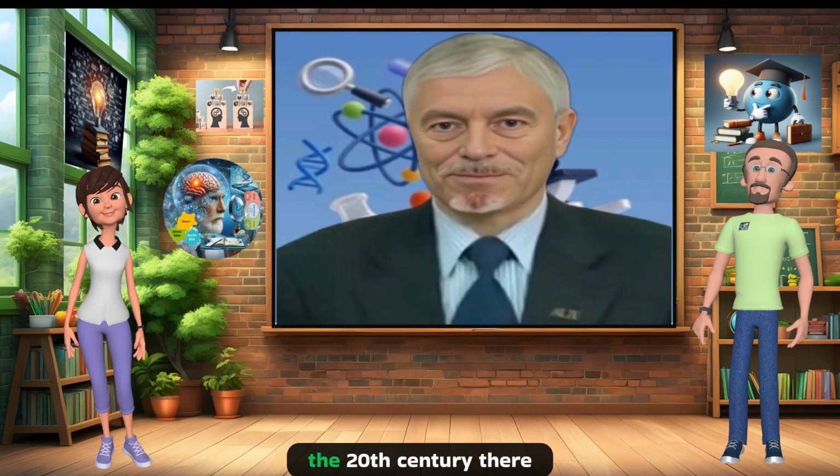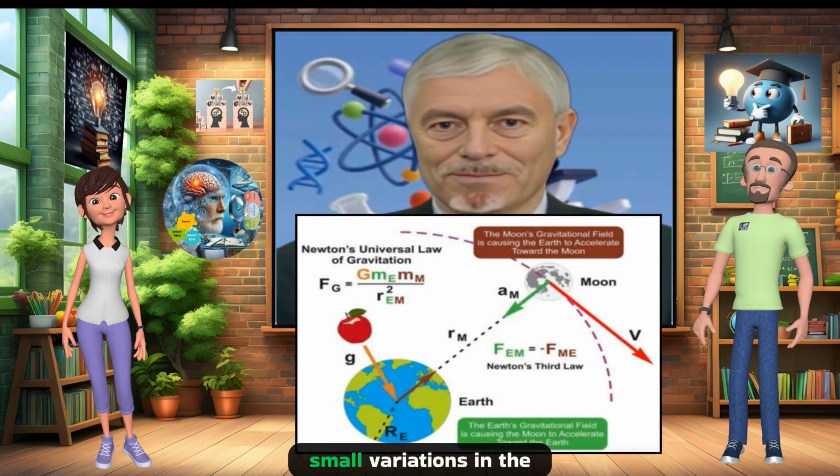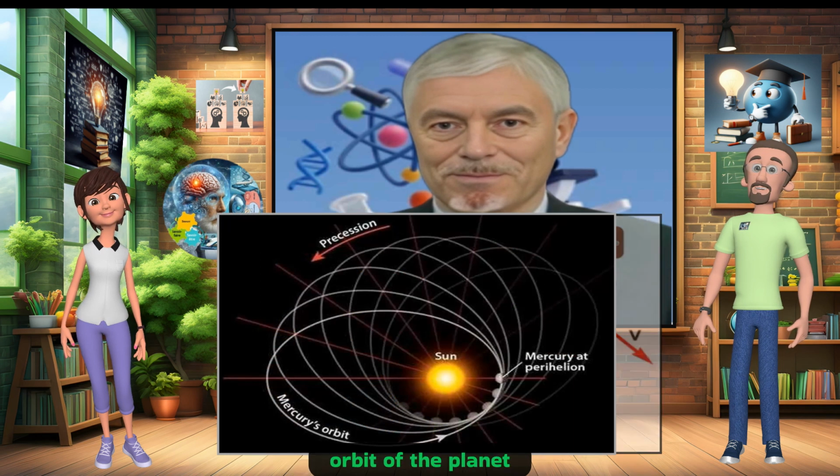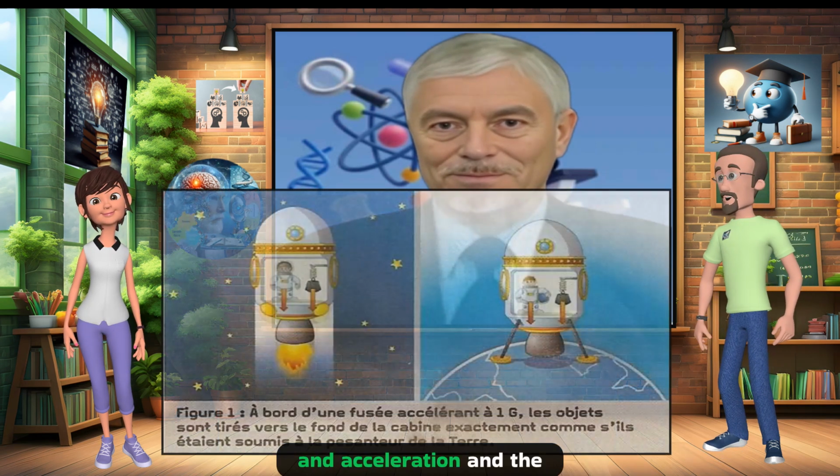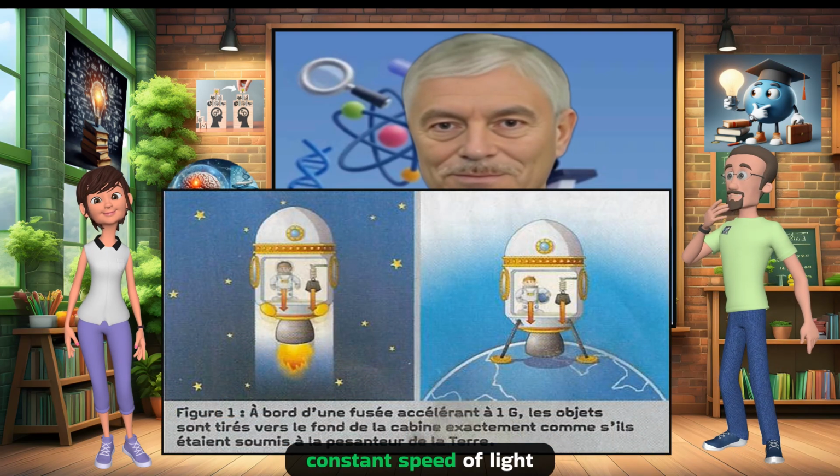At the beginning of the 20th century, there were still some observations not explained by Newton's laws: the nature of the force of attraction, small variations in the orbit of the planet Mercury compared to calculations, the equivalence of gravity and acceleration, and the constant speed of light.